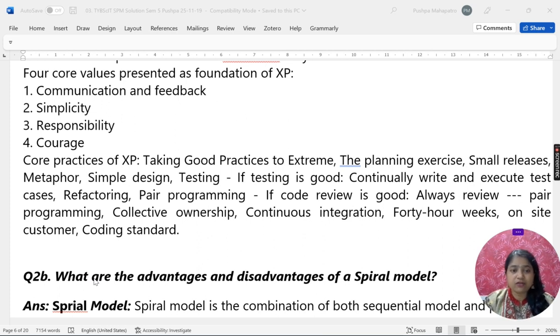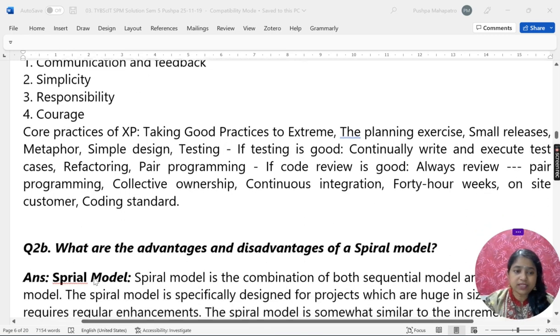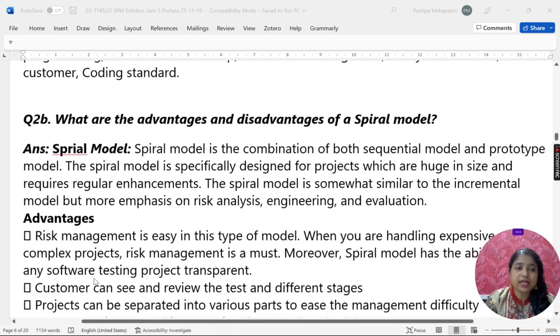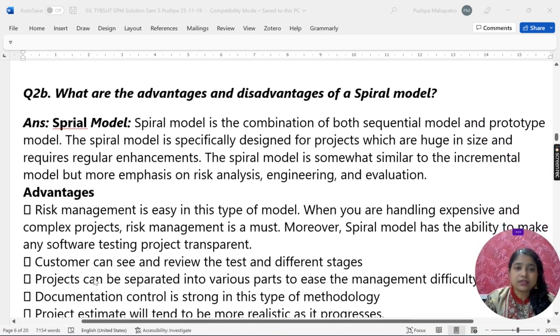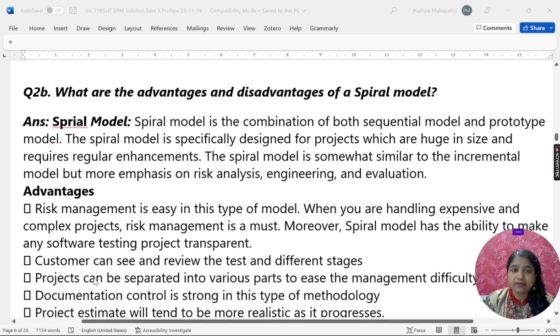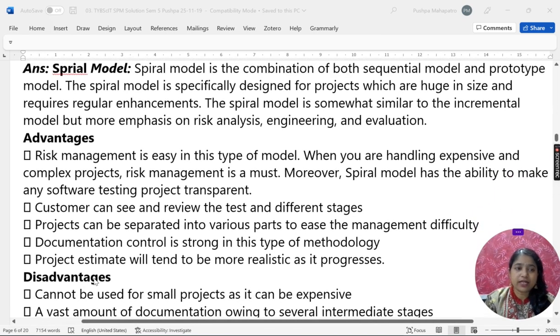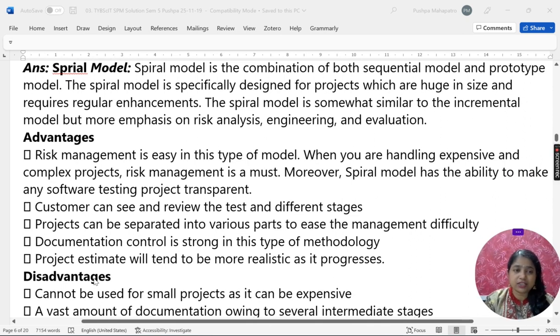We have to do refactoring, pair programming, then always review pair programming, collective ownership, continuous integration, 40-hour week, and on-site customer, coding standards. Then we have to see the next question, that what are the advantages and disadvantages of spiral model. So what is spiral model, you can explain, and you can write the advantages and disadvantages.